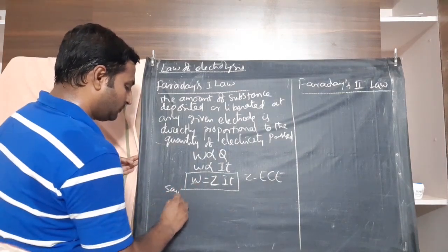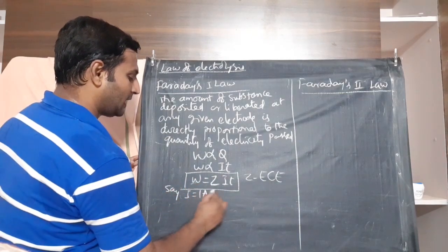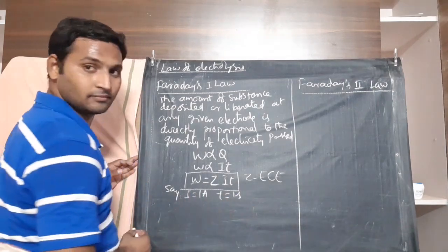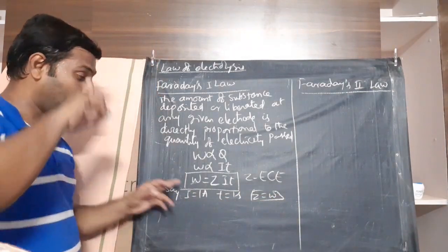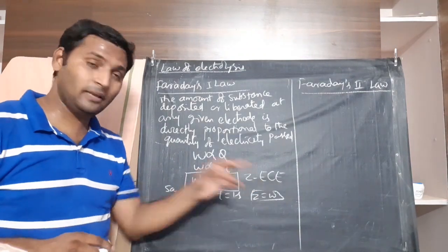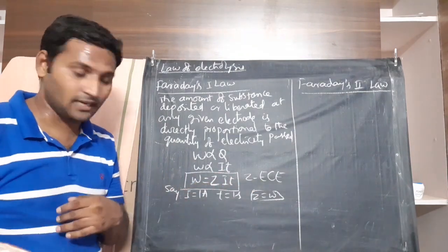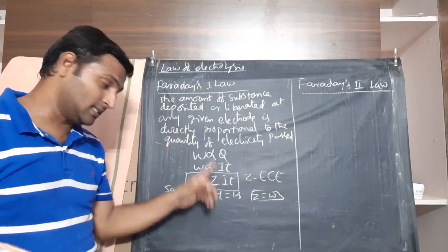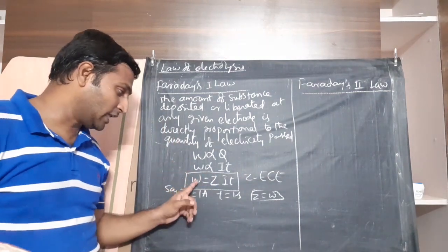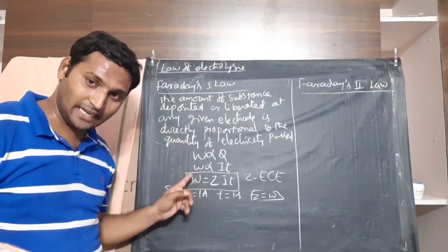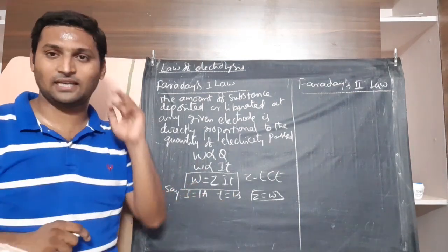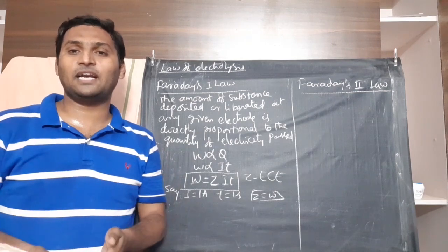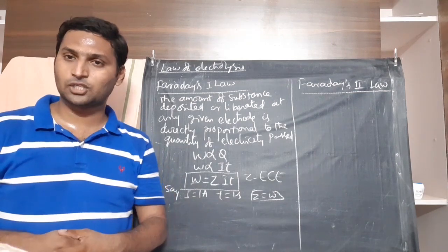Say 1 ampere current is passed for 1 second. Then Z will be equal to W, right? Now define Z. Electrochemical equivalency is nothing but the weight of substance deposited or liberated at any given electrode when exactly 1 ampere current is passed for 1 second. What do you mean by 1 ampere current for 1 second? Nothing but 1 coulomb charge.